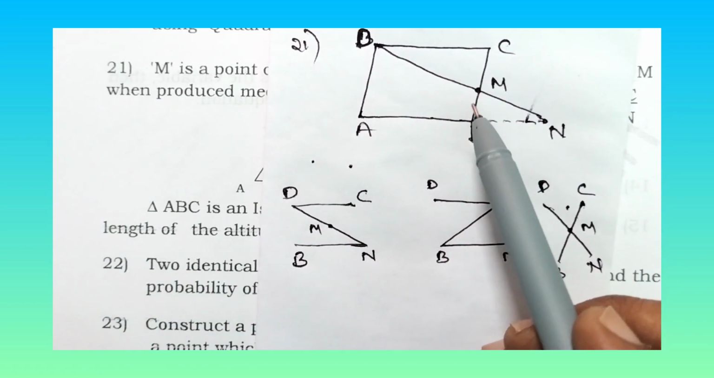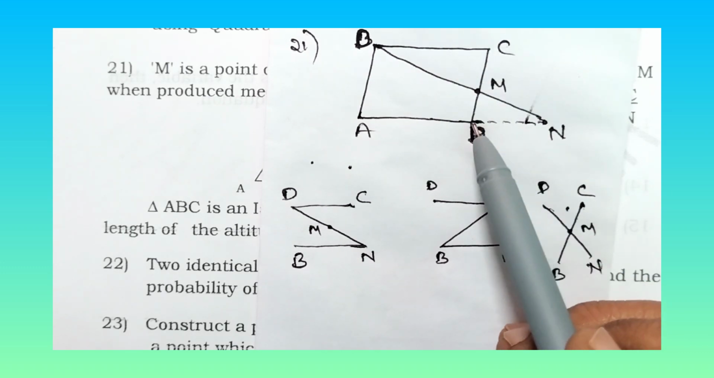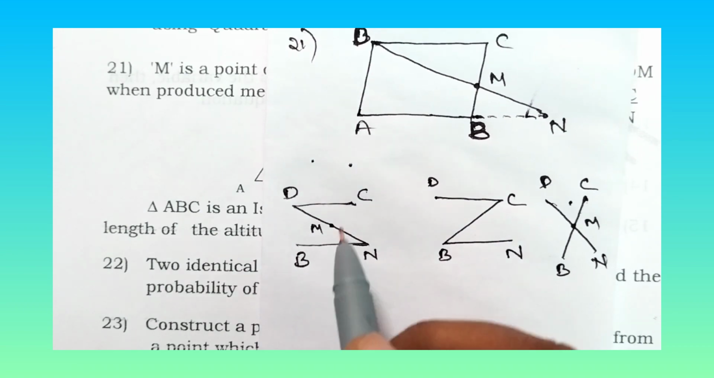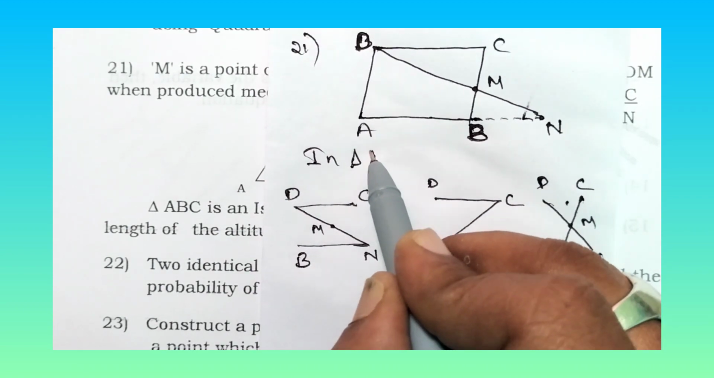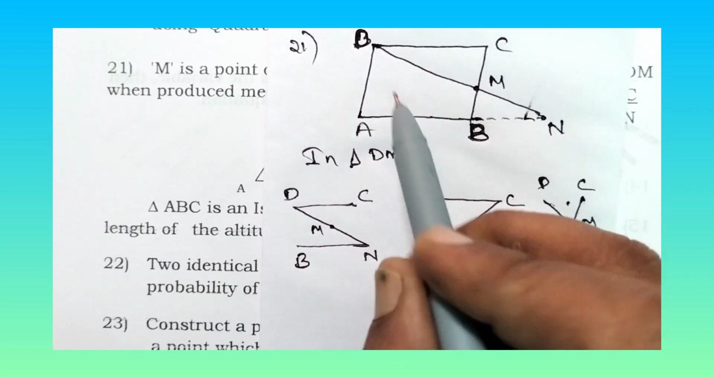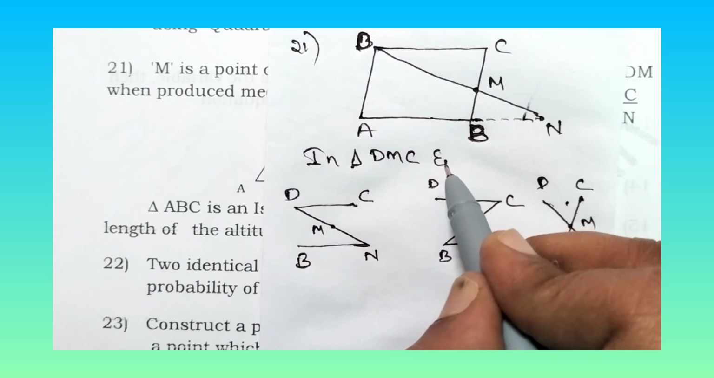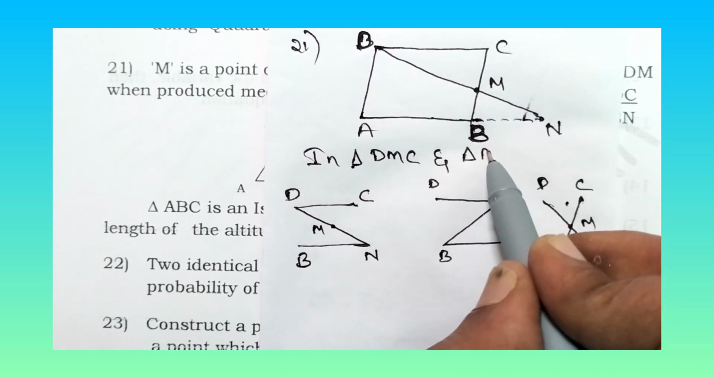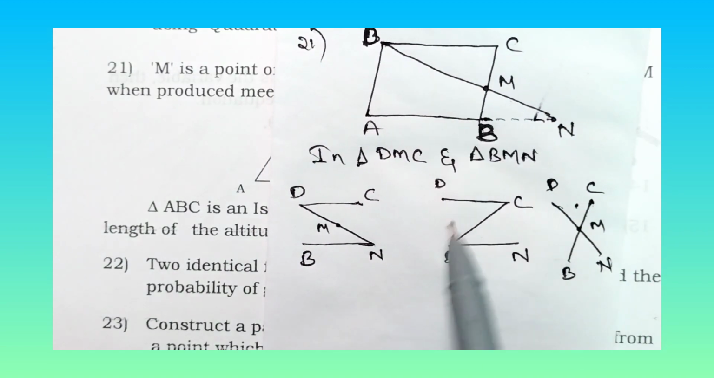ಈಗ ನಾನು ಎರಡು ಟ್ರಯಾಂಗಲ್ ತೊಗೊತೀನಿ. ಯಾವ್ಯಾವ ಟ್ರಯಾಂಗಲ್ ಅಂದರೆ ಒಂದು DMC, ಇನ್ನೊಂದು BMN. ಸೊ ಇನ್ ಟ್ರಯಾಂಗಲ್ DMC, ನೋಡಿ ಇಲ್ಲಿದೆ DMC ಈ ಟ್ರಯಾಂಗಲ್ಲು. ಅದ್ರ ಜೊತೆಗೆ ಒನ್ ಮೋರ್ ಟ್ರಯಾಂಗಲ್ ಐ ವಿಲ್ ಟೇಕ್ BMN, ಆ್ಯಂಡ್ ಟ್ರಯಾಂಗಲ್ BMN. ನೋಡಿ ಈ ಎರಡು ಟ್ರಯಾಂಗಲ್ ಅಬ್ಸರ್ವ್ ಮಾಡಿ.